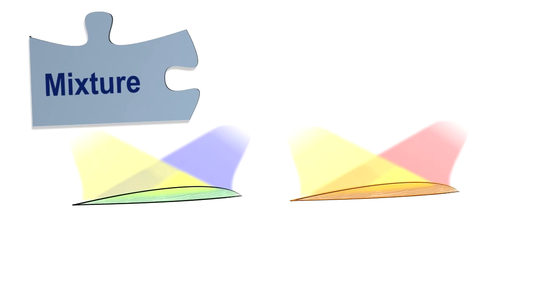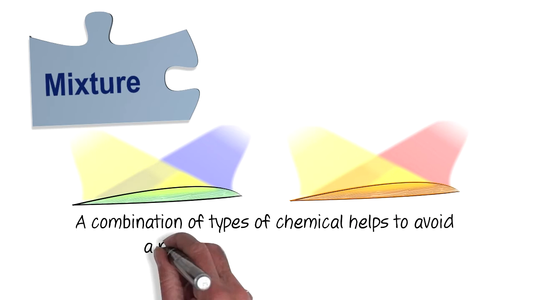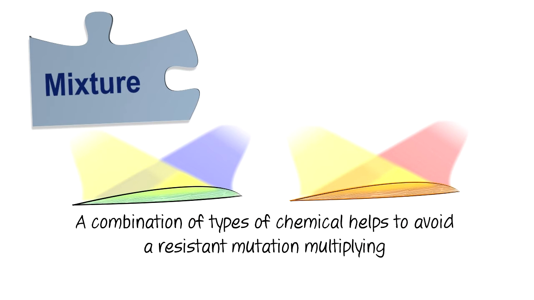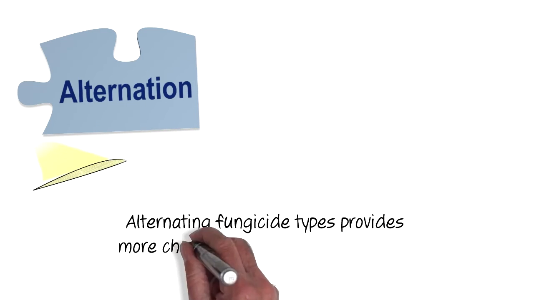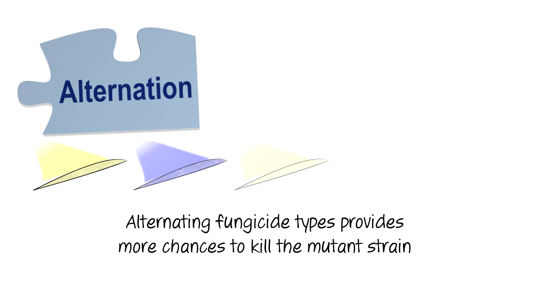The third is mixture. Using a combination of types of chemical helps to avoid a resistant mutation multiplying. If one fungicide doesn't get them, another type will. The final strategy is alternation. Alternating fungicide types provides more chances to kill a mutant strain. If they survive one product, then a different type may well be effective.